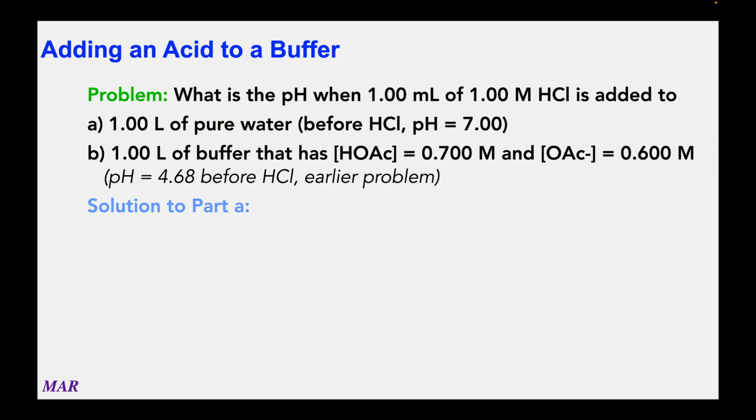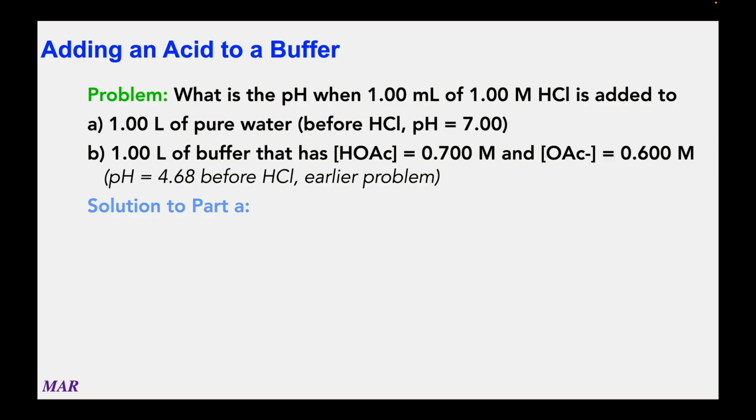We want to figure out the pH when we add a milliliter of 1 molar HCl to a liter of pure water. And before it was HCl, we'll assume it was perfect at 7.00. But we also want the same 1 milliliter of 1 molar HCl added to a liter of buffer that has acetic acid and acetate at those concentrations we used earlier. And we saw that they were pH of 4.68.